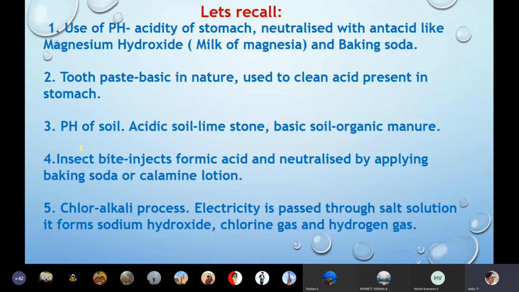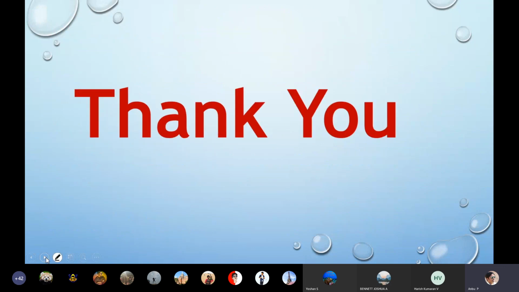And we also discussed the pH of the soil. When the soil is becoming more acidic, it is neutralized by applying limestone. If the soil is becoming more basic, it is neutralized by using organic manure. And the insect bite: usually the insect injects formic acid and it can be neutralized by applying baking soda or calamine lotion. And finally, we saw what the chlor-alkali process is. When electricity is passed through brine solution, a normal sodium chloride solution, it results in the formation of sodium hydroxide, hydrogen gas, and chlorine gas. So that is what we have learned in today's class.